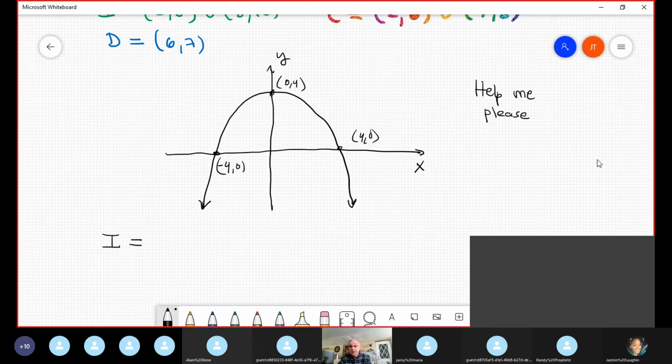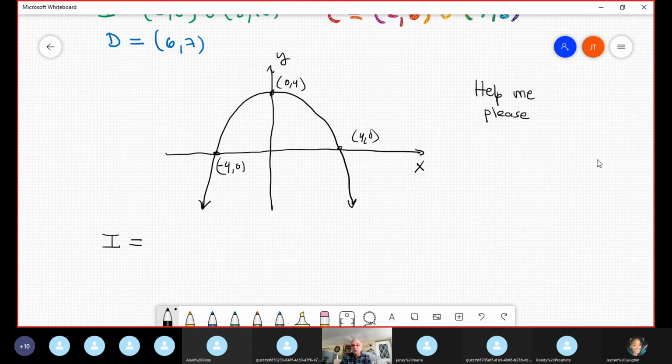I need an interval. Suppose from -4 to 0, it's increasing. And what about -5, -6, -7? Is it included inside the function or no? Exactly. I like the idea.